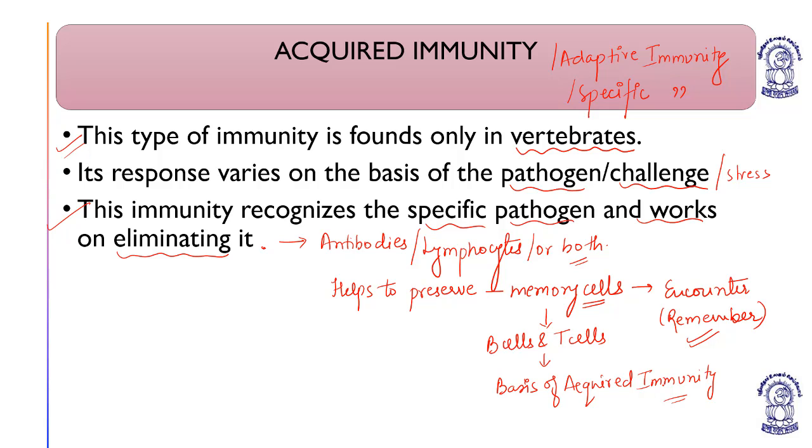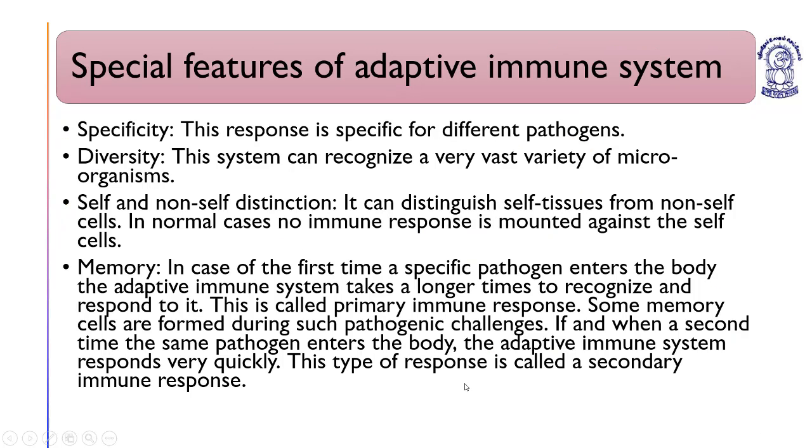Okay, now coming to next, special features of adaptive immune system or the acquired immunity. First is specificity. This response is specific for different pathogens. Okay, so adaptive immune system or the acquired immune system, it is specific for different pathogens. It is not generalized.